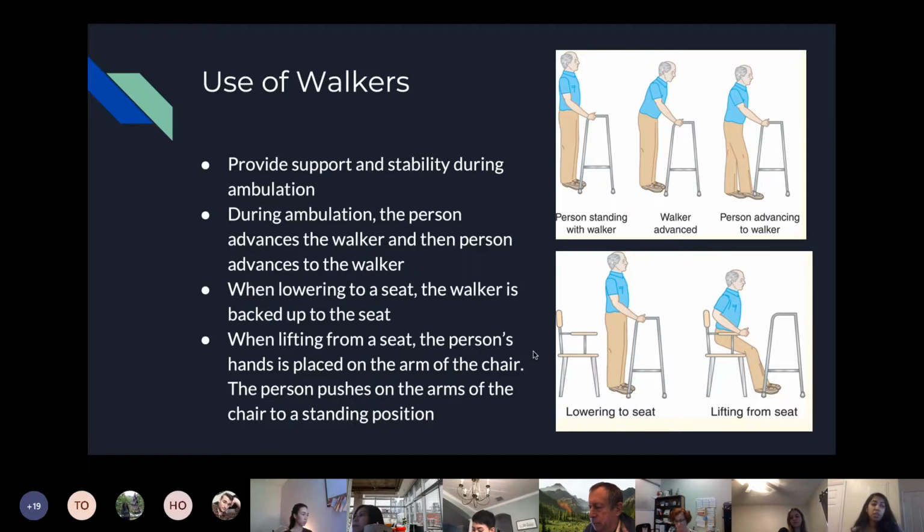Appropriate use should be followed during transfer activities also. As you can see in the picture on the bottom right, when lowering to a seat, the person should back the walker to the seat. When lifting from the seat, the person's hands should be on the arms of the chair. The person should push on the arms of the chair to a standing position. The person should not use the walker to pull himself or herself up to a standing position.